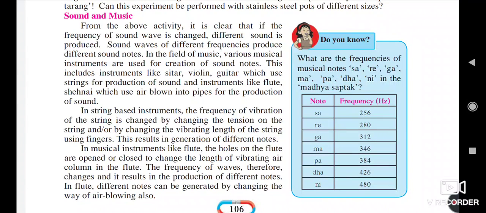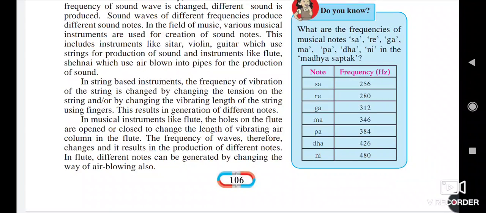From the above activity, it is clear that if the frequency of sound waves is changed, a different sound is produced. Sound waves of different frequencies produce different sound notes. In the field of music, various musical instruments are used to create sound notes. These include instruments like sitar, violin, guitar, which use strings to produce sound, and instruments like flute, shehnai, which use air blown into pipes for the production of sound.